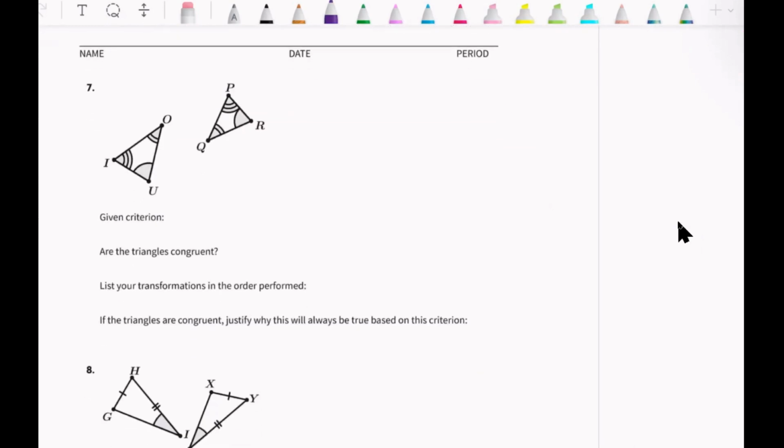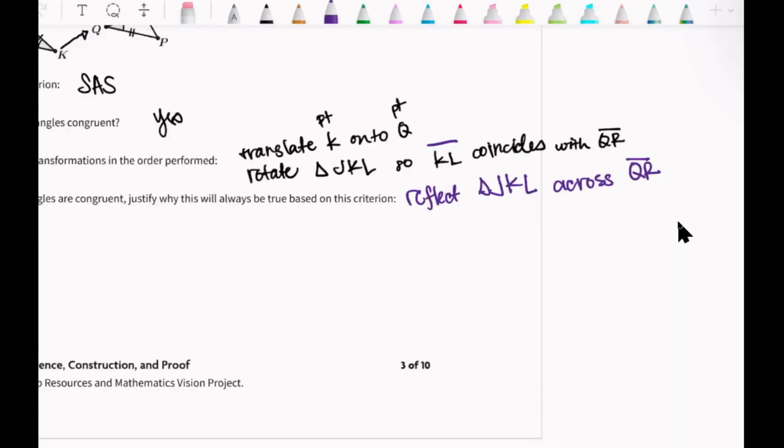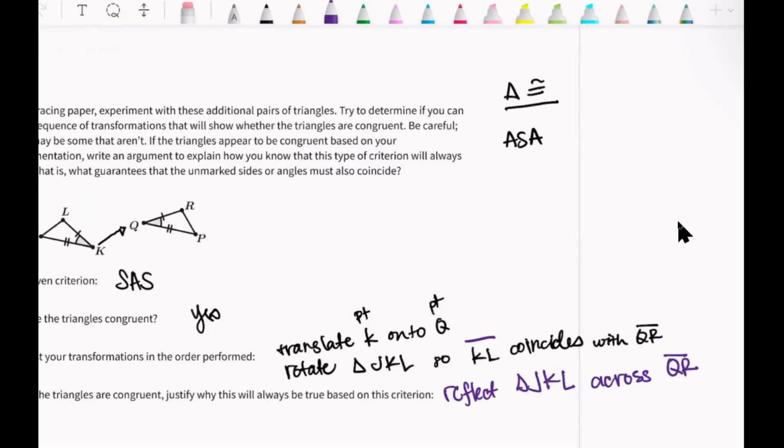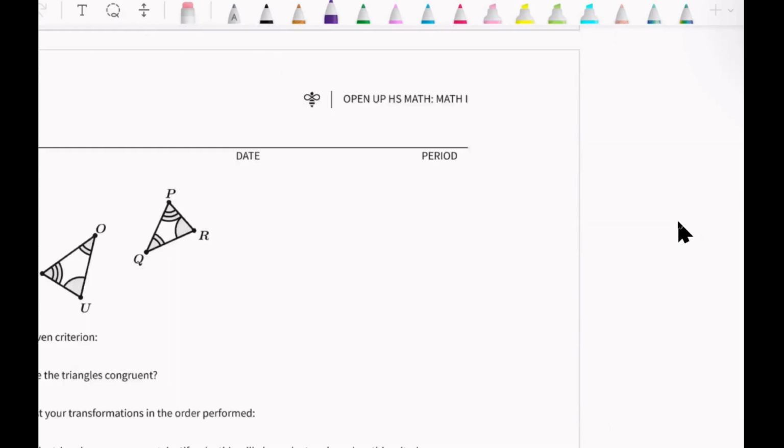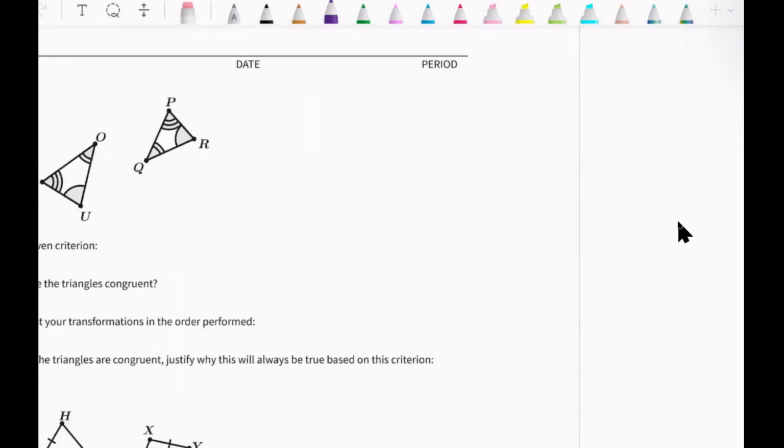I would like you to do this one. Because we proved that, now I have SAS. So those are the two I have so far, ASA and SAS. I want you to try this one. What would this one be called, given the information that they gave you? Do you think the triangles are congruent? And give me your transformations. Go ahead and pause and then come back to me.